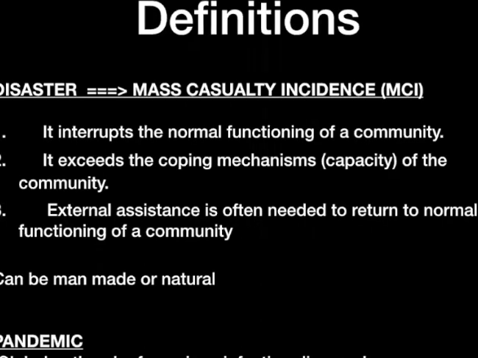So the definitions: a disaster, also called a mass casualty incident, has three main criteria. It interrupts the normal functioning of a community. It exceeds the coping mechanisms or the capacity of the community. External assistance is often needed to return the community to normal functioning. So a disaster can be man-made or natural.